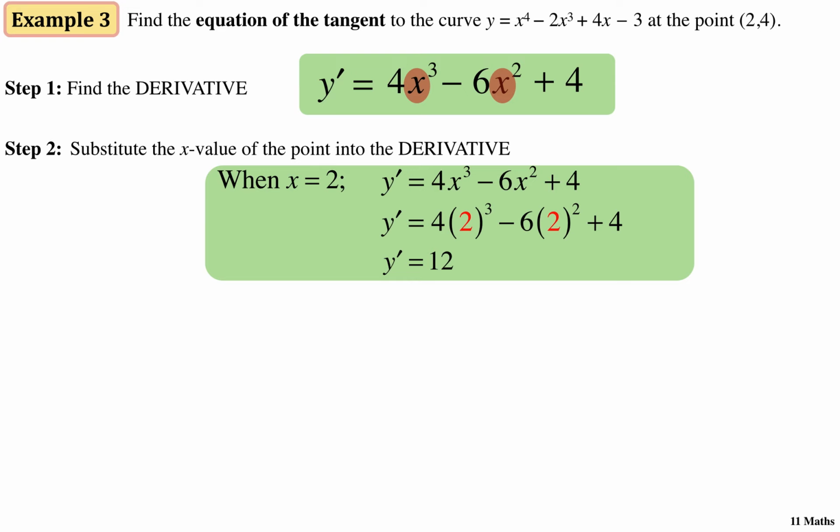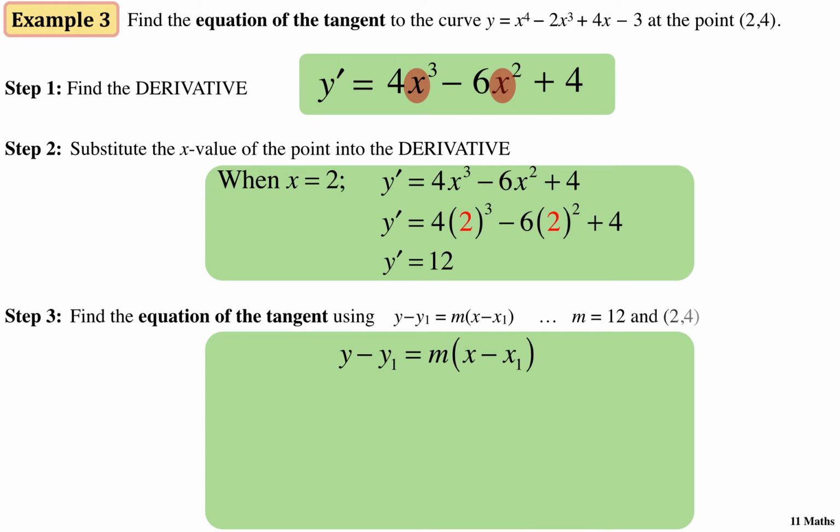But we're not asked to find the gradient of the tangent, we're asked to find the equation of the tangent. How do you find the equation of a line? Well, we use our trusted formula that we've used since year 9. y - y1 = m(x - x1), and we know the gradient is 12. We've got that here. And we know the point that we're interested in. So we've got our m, and we've got our x1 and y1.